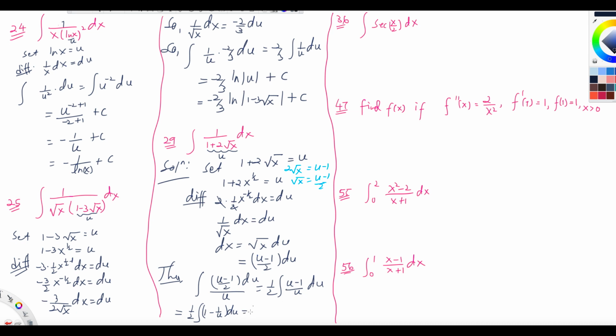So what is the integral of that? 1/2 is there. Integral of 1 is u, let me write inside the bracket, and the integral of 1 over u is minus natural log of u, and then plus c. So what will be the very final answer? You replace back the value of u. You write 1/2 and bracket. So what is u? 1 plus 2 root x, I'm sorry. 1 plus 2 root x, and then minus natural log of 1 plus 2 root x. Close the bracket and then plus c. That is the final answer.